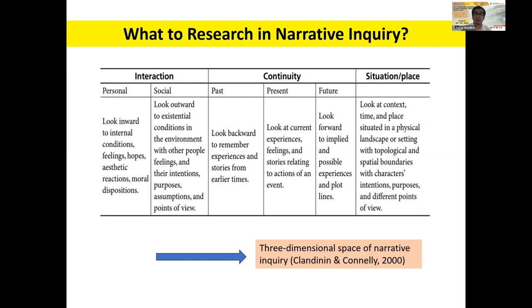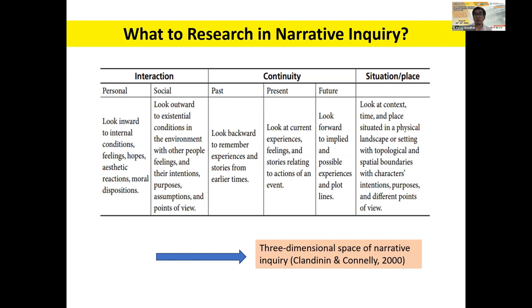And after that, you go with the present experiences or present stories. What happened? What's going on today? What is happening now with the research participant, which is related to the phenomena that you are investigating? And then you focus on the current experiences, feelings, or actions of an event.